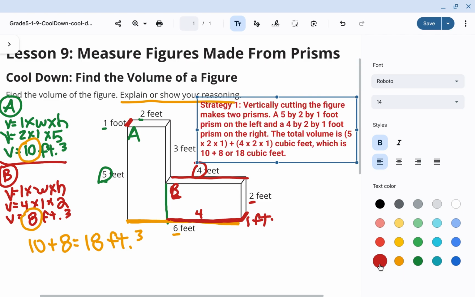I am going to unveil what I have written to be my explanation of the strategy. And this particular strategy was vertically dividing the object into two prisms. Okay, so that is what I wrote down for my explanation. Vertically cutting the figure makes two prisms: a 5 by 2 by 1 foot prism on the left and a 4 by 2 by 1 foot prism on the right. The total volume is, in parentheses, 5 times 2 times 1, plus, in another set of parentheses, 4 times 2 times 1 cubic feet, which is 10 plus 8, or 18 cubic feet.